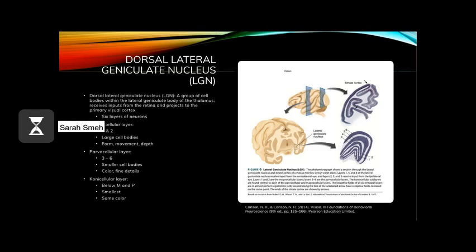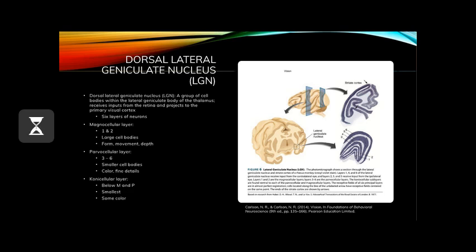The LGN is composed of 6 layers. These layers receive input from one eye. The inner 2 layers are known as the magnocellular layer. They are larger cell bodies and transmit information pertaining to form, movement, depth, and differences in brightness to the primary visual cortex. The outer 4 layers are known as the parvocellular layer.